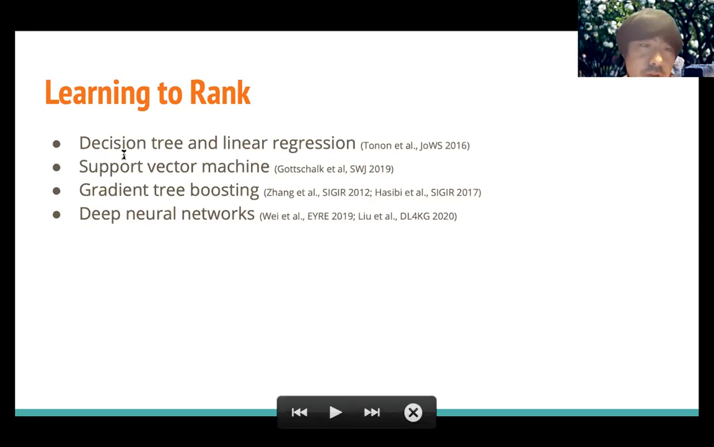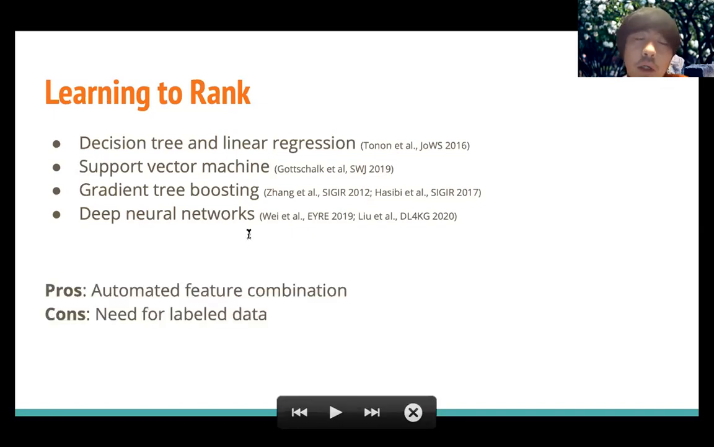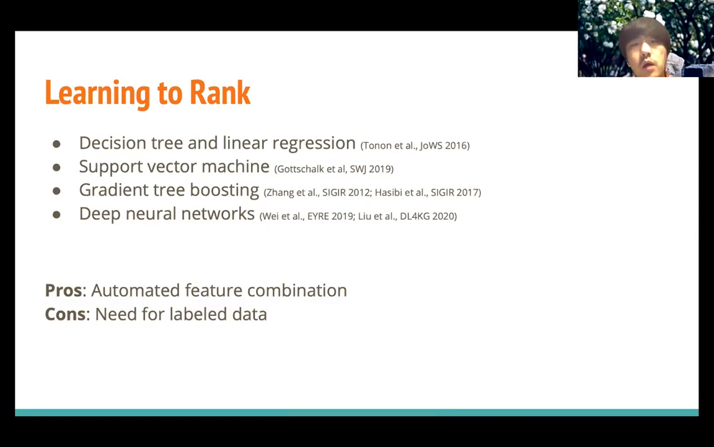So we have seen learning to rank models that have already been used in the literature, such as decision tree, linear regression, SVM, GT boosting. And we will particularly discuss some deep neural networks. Before that, the strength of learning to rank is that the feature combination is done automatically. We don't need any particular framework. We let these models decide how to combine features. But the shortcoming is that we need labeled data.